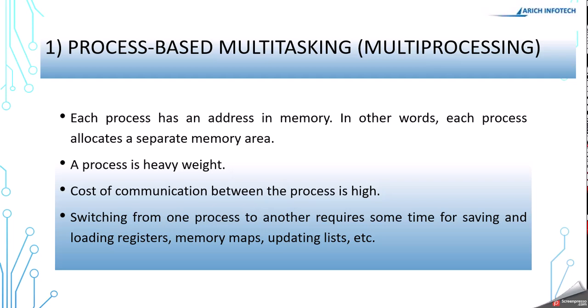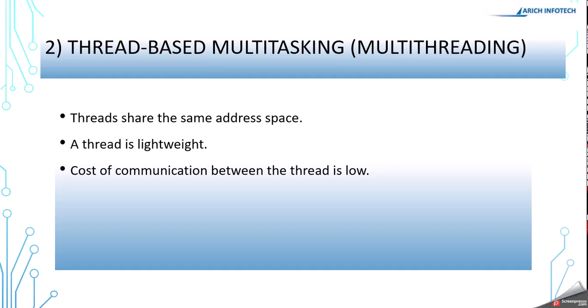A process is heavyweight. It is also called a heavyweight process, and the cost of communication between processes is high. Switching from one process to another requires some time for saving and loading registers, memory maps, updating lists, etc. Many tasks must be performed to switch from one process to another, but in multi-threading it is very simple, very easy. Thread-based multitasking shares the same address space. A thread is lightweight and the cost of communication between threads is very low. We can communicate with each other very easily.